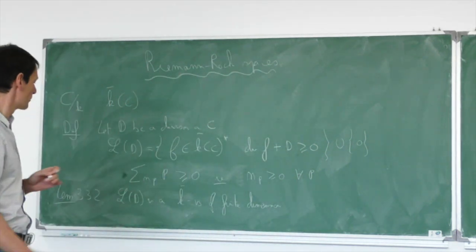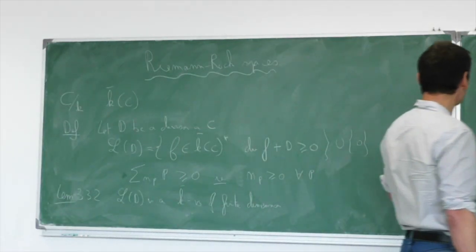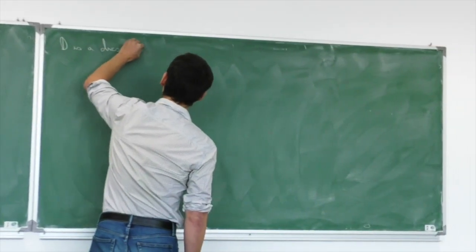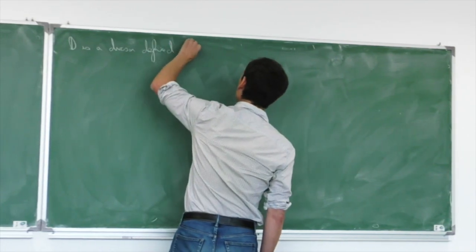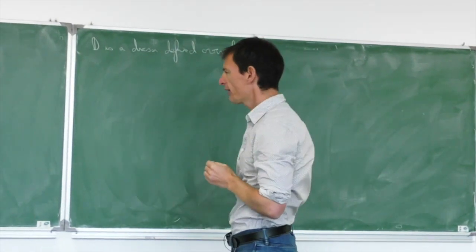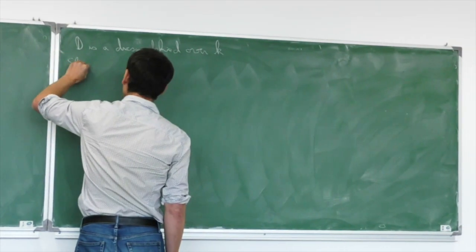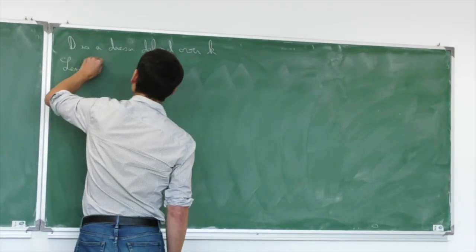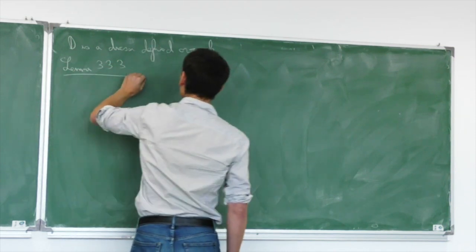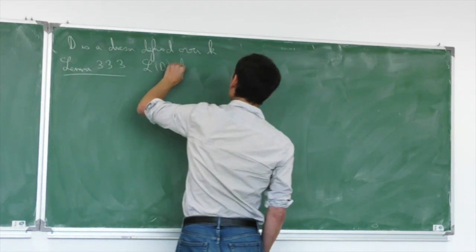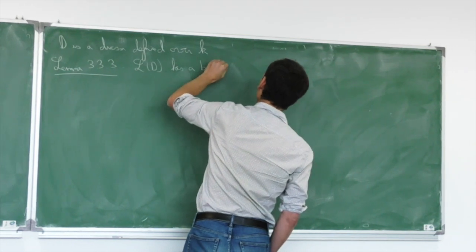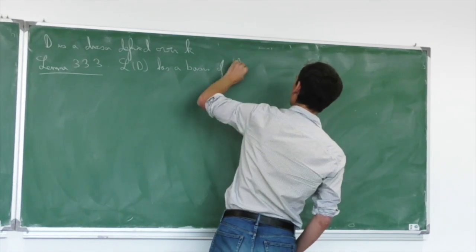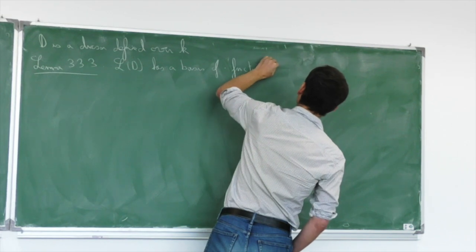All right. That's the first thing. Now, of course, we can say a bit more if D is a divisor defined over K. In that case, that's now lemma 3.3.3 in the notes. One can show that L of D has a basis of functions over K.